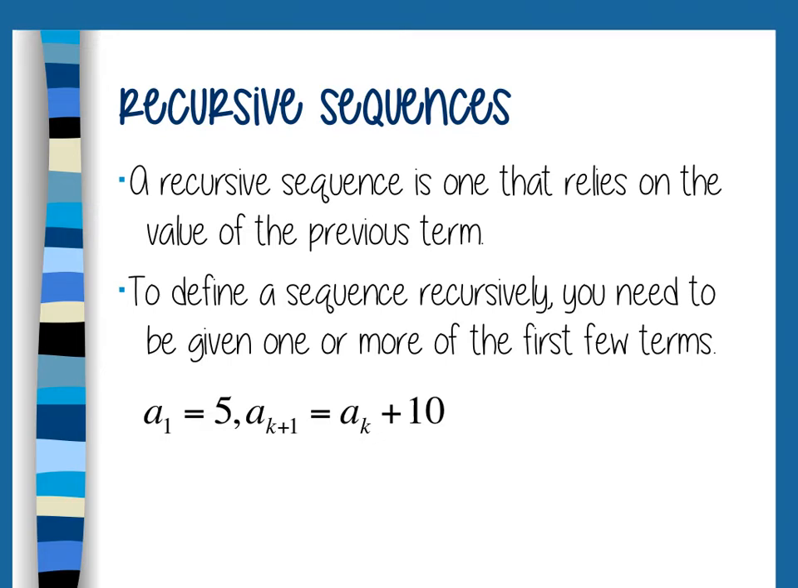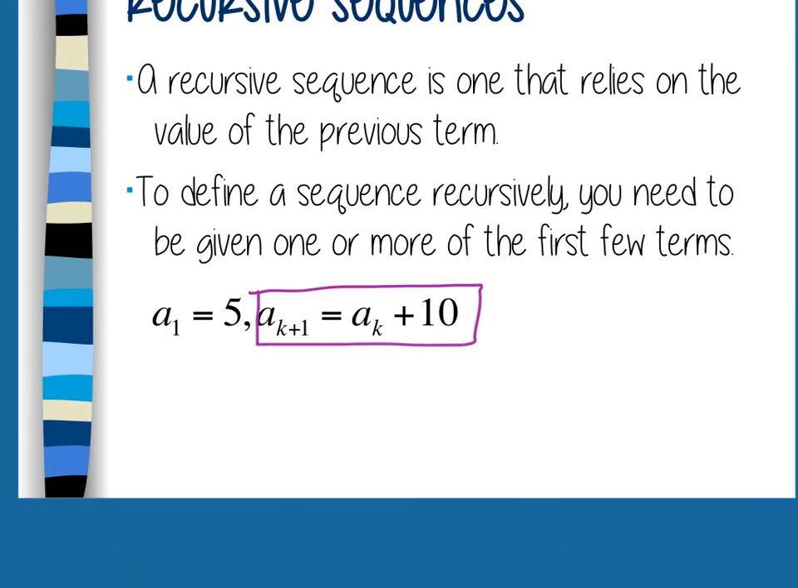So if you saw this, this is how a recursive series would be shown. A sub k plus 1 relies on A sub k. So whatever comes before it, I'm going to add 10 to it, and I get a number. And then I'm going to take that number, and add 10 to it, and get another number. That pattern would just be adding 10 in this case, okay? But in order to start it, you need a starting place, okay?